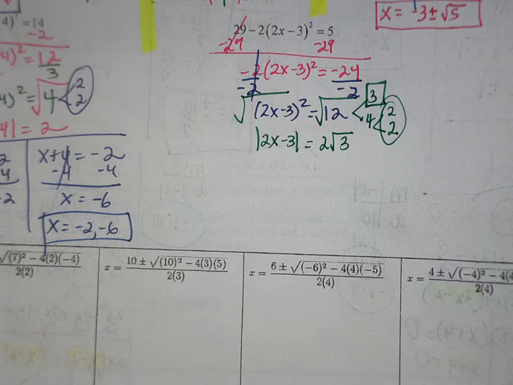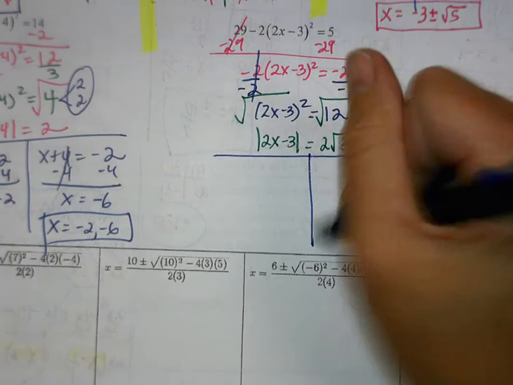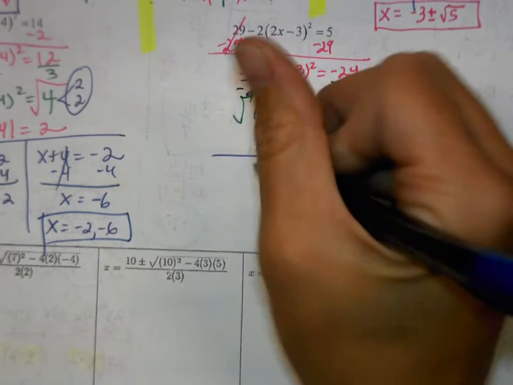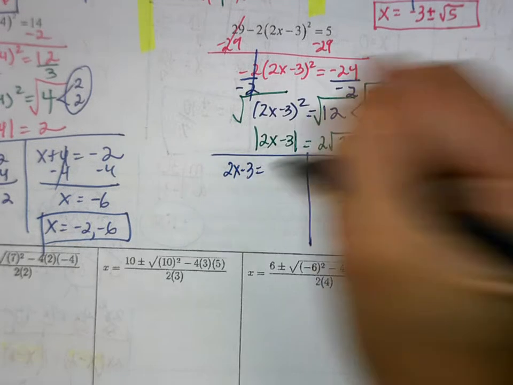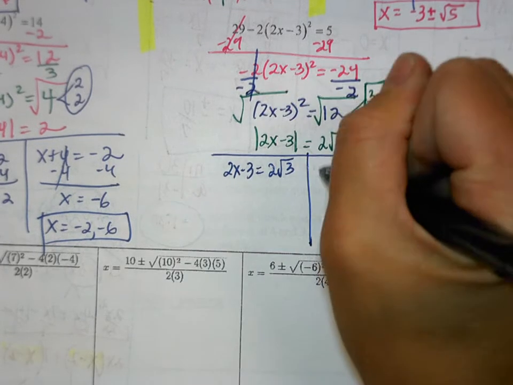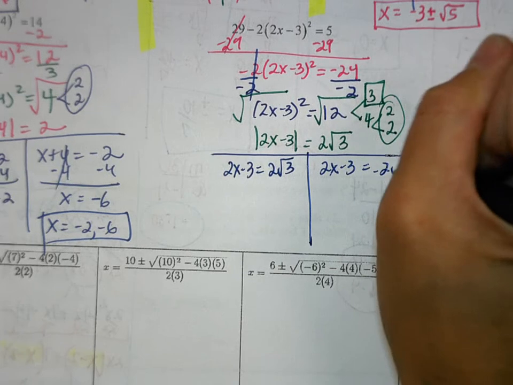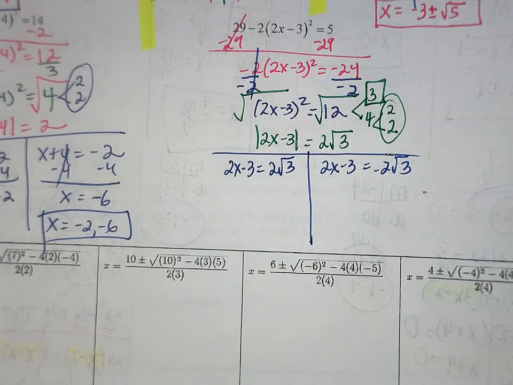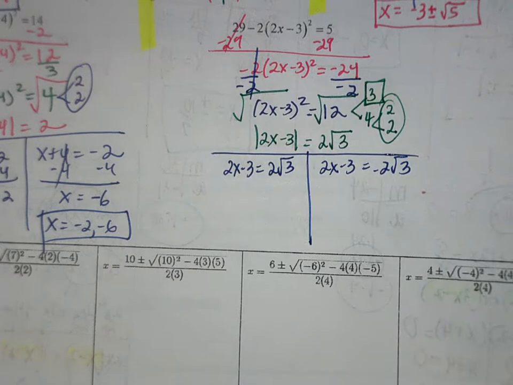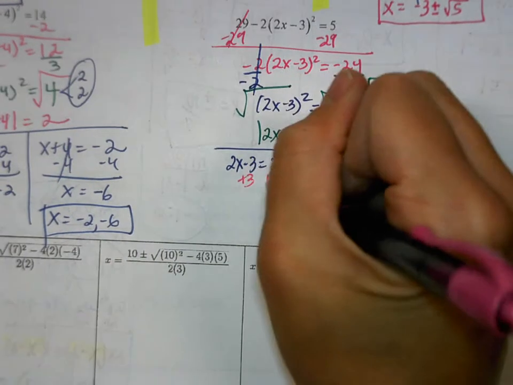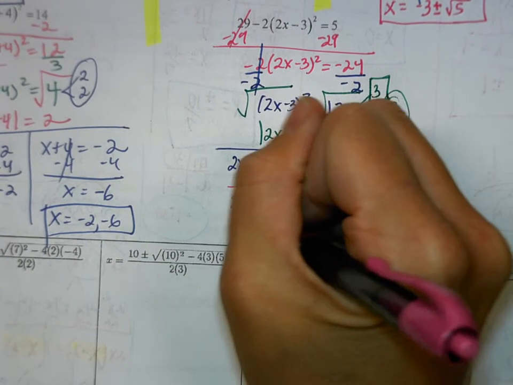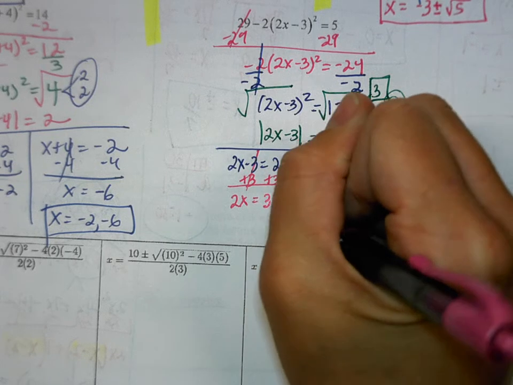Correct. Good job. All right, so splitting into two equations: 2x minus 3 equals 2 root 3, and 2x minus 3 equals negative 2 root 3. In order to solve here, what will I do now? Add 3. Good. And so we get 2x equals 3 plus 2 root 3.